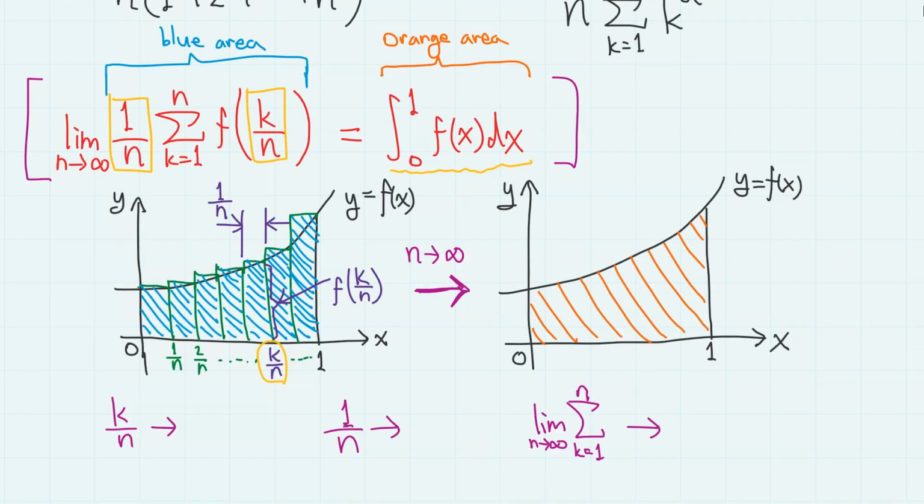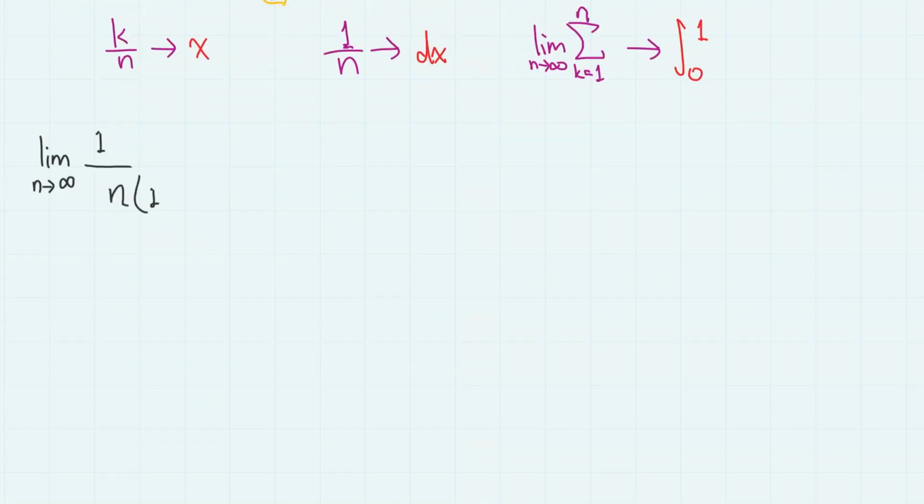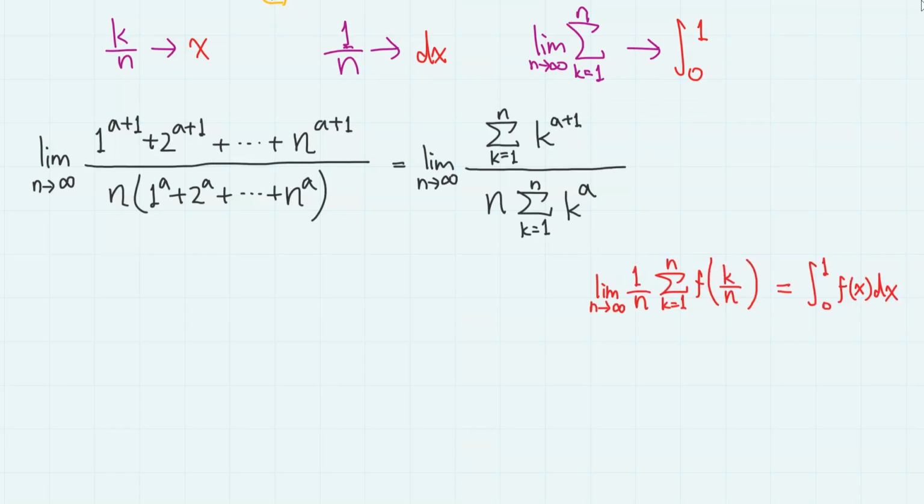The useful trick you can use is to change k over n into x, and 1 over n into dx, and the limit of the partial sum becomes a definite integral from 0 to 1. And let us apply this to our problem. We want to make k over n.